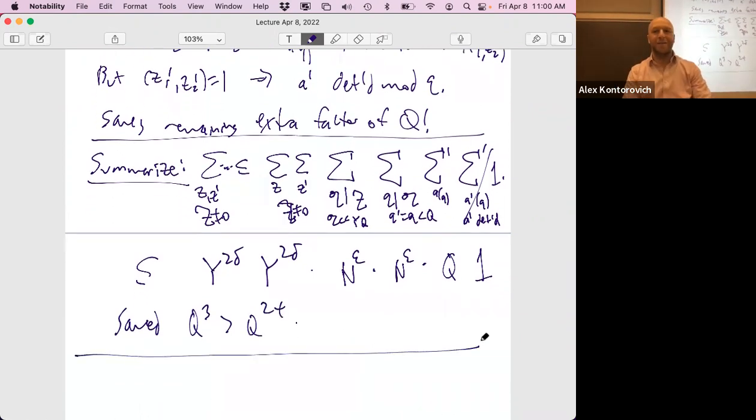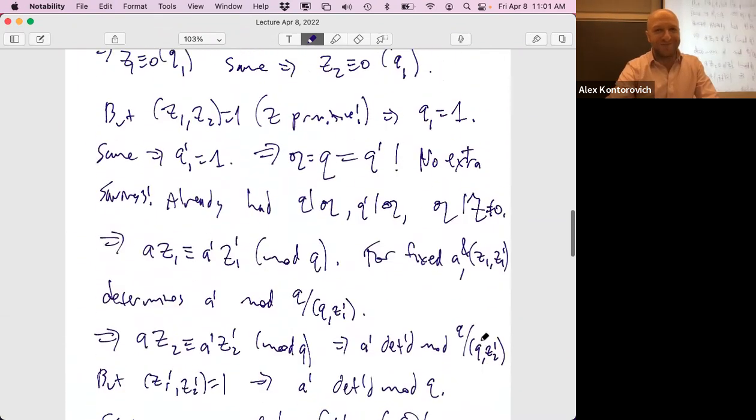We'll put everything back together. So then the n to the 2 epsilon goes into this q cubed, bigger than q to the 2 something, right? It doesn't matter because you save an entire power over. Okay, that was case 1.